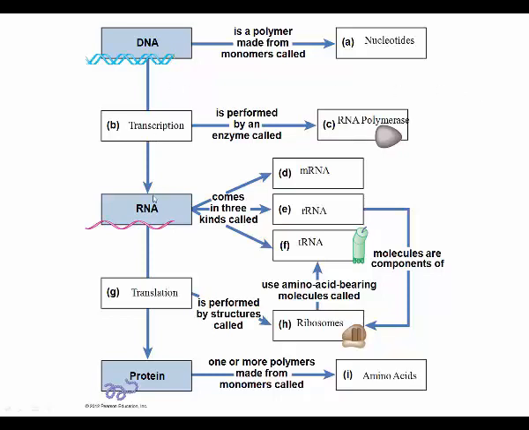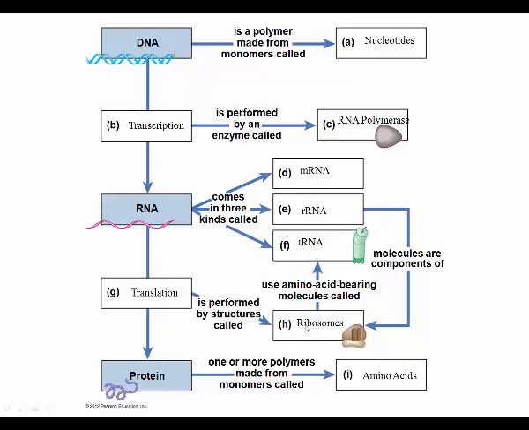DNA is copied into RNA by the process of transcription. DNA is made from monomers called nucleotides, and the DNA is transcribed by an enzyme called RNA polymerase. RNA comes in three different kinds: mRNA, rRNA, and tRNA. rRNA is part of the ribosome. tRNA is the molecule that the ribosomes use in order to incorporate new amino acids. These are amino acid bearing molecules.